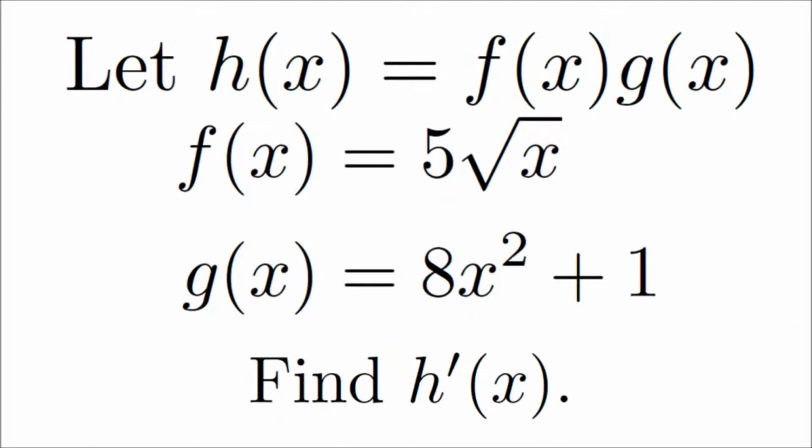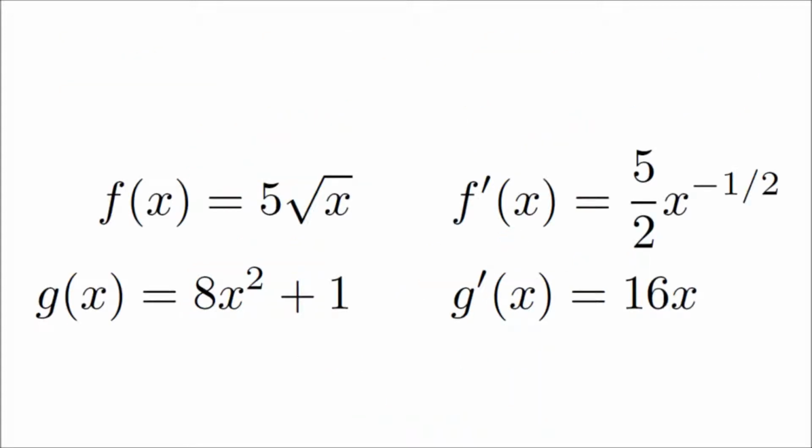Let's do one more example before we look at the proof. Say f of x equals 5 times the square root of x, and g of x equals 8x squared plus 1, and we want to find the derivative of h of x, where h of x equals f of x times g of x. Let's again compute f prime of x and g prime of x. 5 times the square root of x is 5x to the 1/2 power, so the derivative f prime of x is 1/2 times 5x to the minus 1/2, or 5/2 x to the minus 1/2.